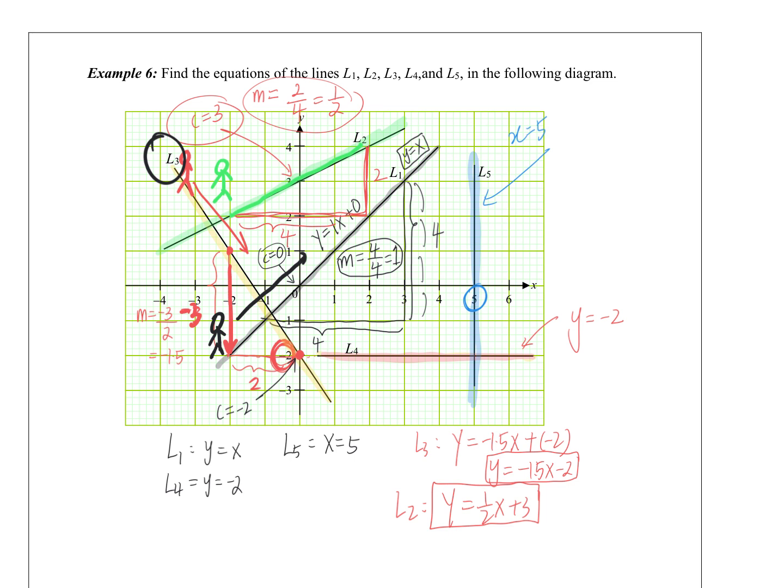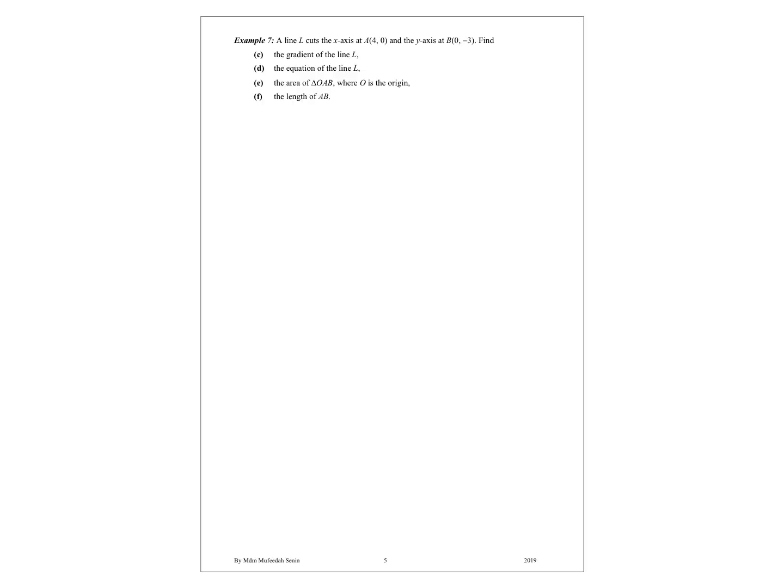One last example. Wait. I draw the diagram.